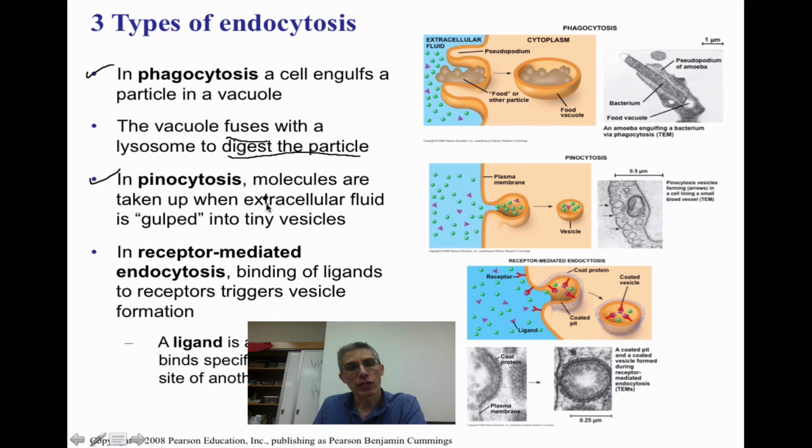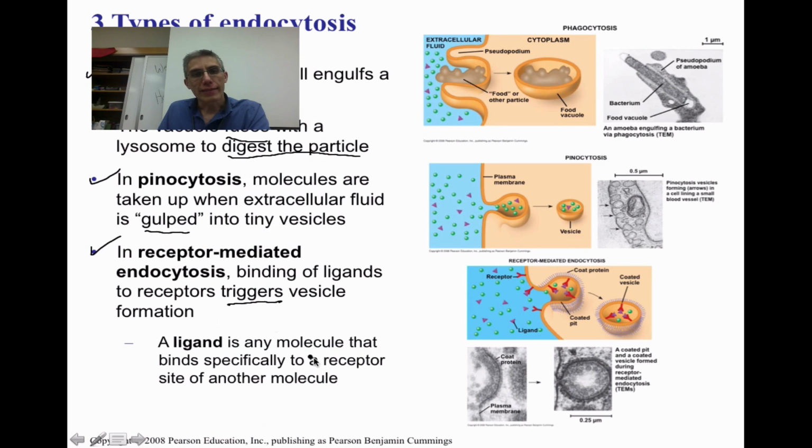Then there's pinocytosis, which involves molecules that are taken up when extracellular fluid, so fluid on the outside, is actually gulped into tiny vesicles formed by the membrane. And then we have something called receptor-mediated endocytosis. So these are going to be the binding of ligands to receptors that trigger the vesicles to form. Now, a ligand is any molecule that binds specifically to a receptor site of another molecule.